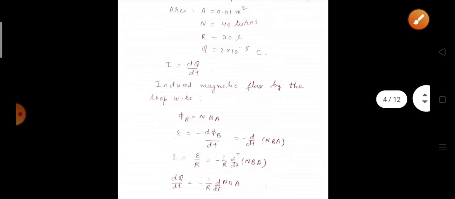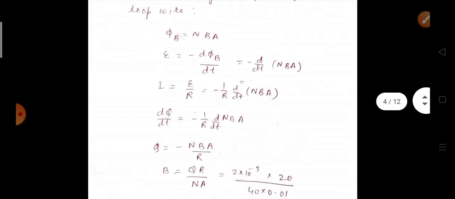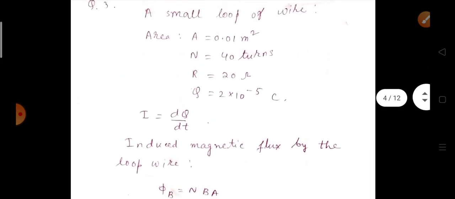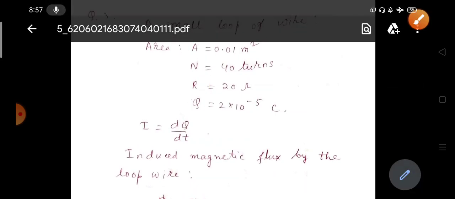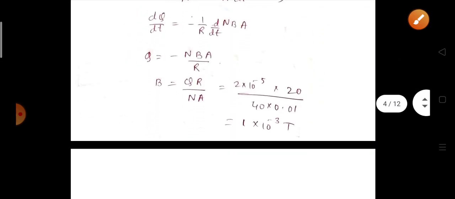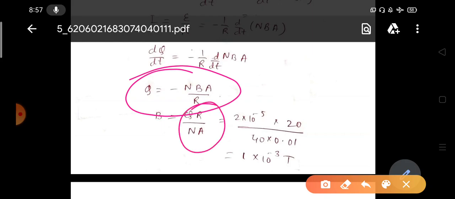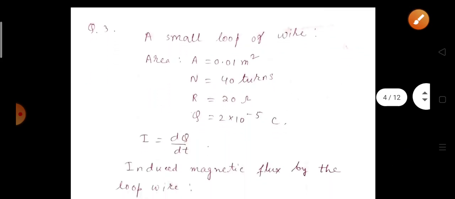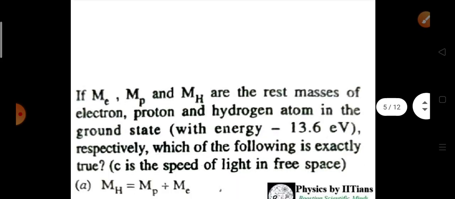So look here how to solve this kind of questions. The data you have been given is Q only; you have been given Q, A, N, R. So you have to find out B in such a way that these quantities are utilized. This is the final formula, that is Q equals minus NBA by R, or B equals QR by NA, where all these data, that is Q, R, N, A, can be put. Okay, so this is the answer.